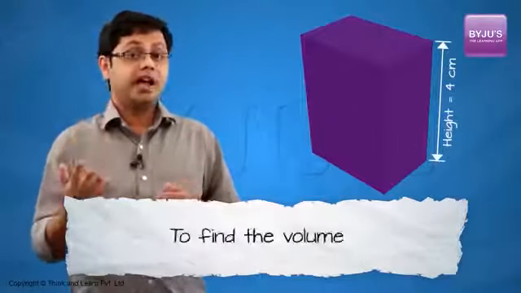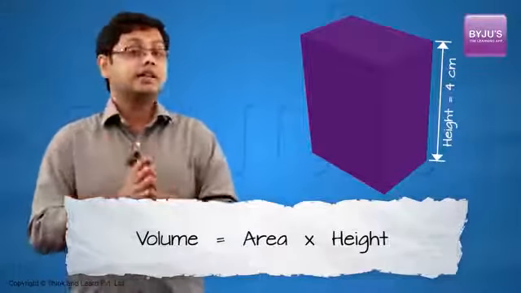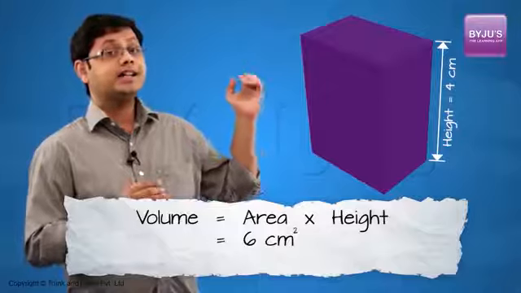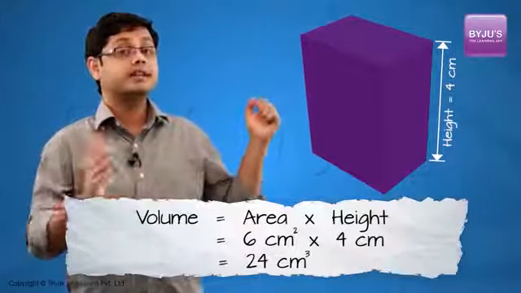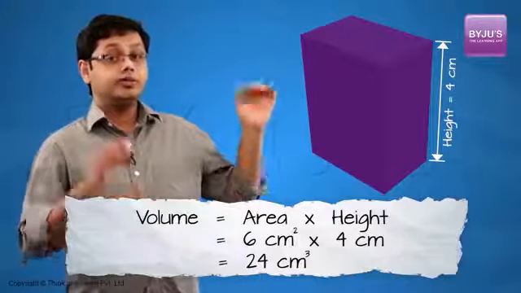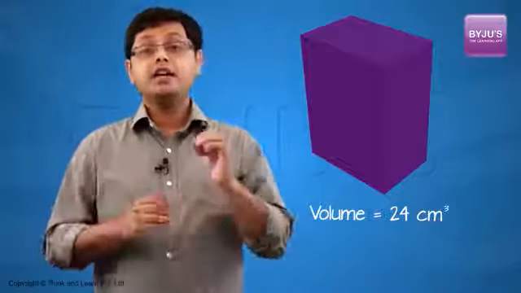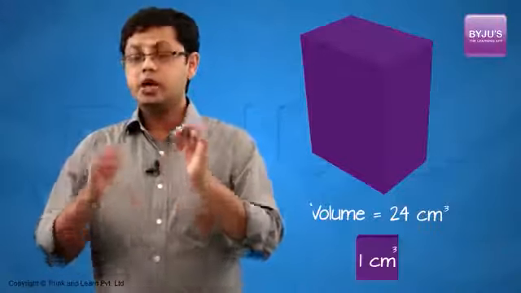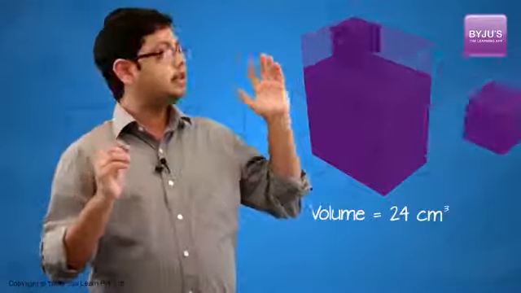To find the volume, what will I have to do? I have to multiply the area with the height, which will result in 6 centimeters squared times 4 centimeters, which is going to be equivalent to 24 centimeter cube. So, the volume of this cuboid is going to be 24 centimeter cube. Why am I calling it a volume of 24 centimeter cube? Because if I take a cube of volume 1 centimeter cube, then exactly 24 of them would fit inside this cuboid. That was easy, right?